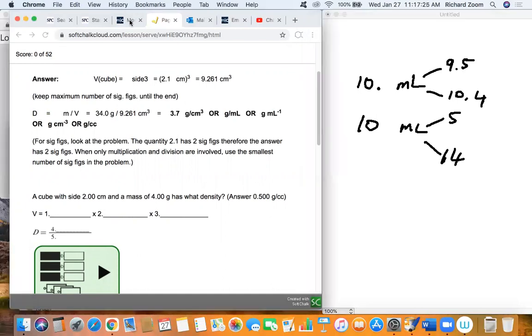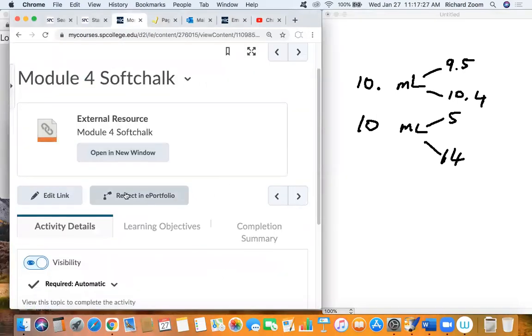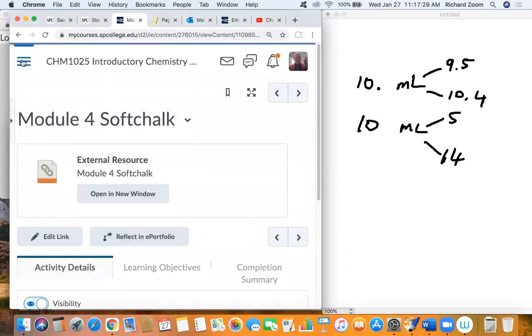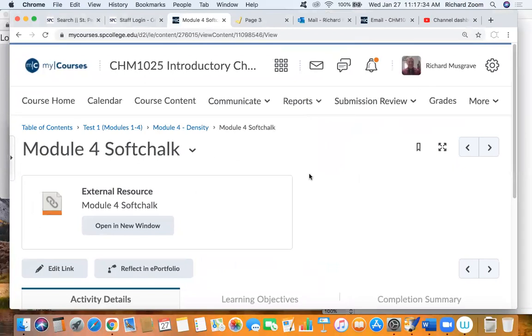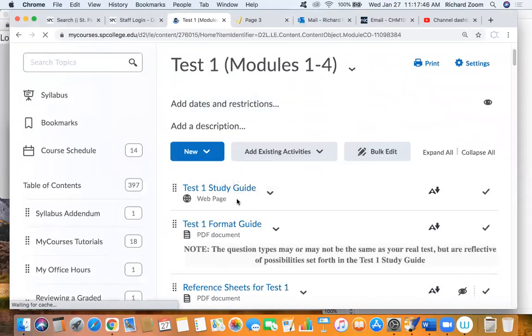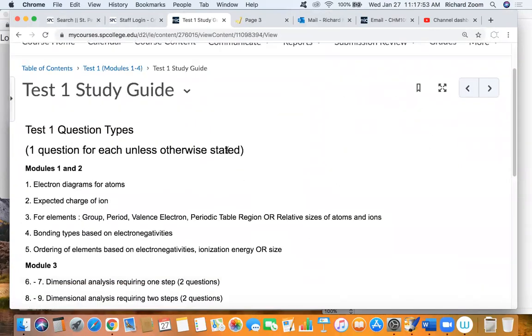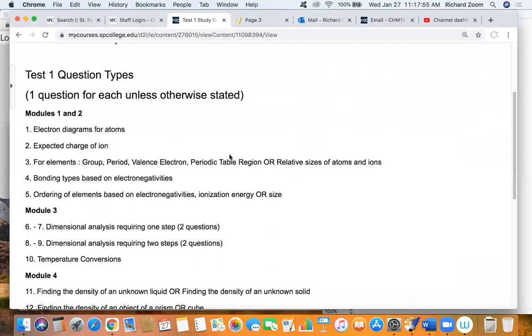Okay. What I'd like to do is go through test 1, and Isra, I haven't forgotten about you. I will be talking about significant figures as I go through some of these examples. So first of all, let's talk about test 1. The test 1 study guide is at the top here and gives you an idea of the question types that you'll see on the actual test.